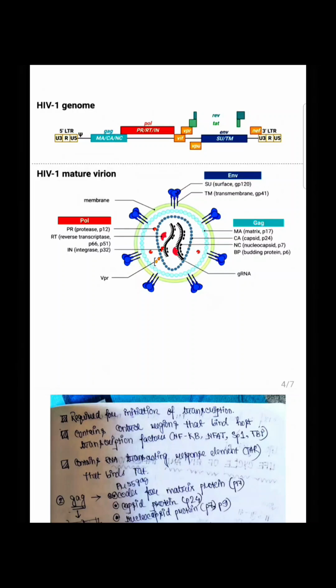Then we have got the two single stranded RNAs, or two exact same copies of RNA. See, these are the two RNAs, and then we have got the three enzymes. First we have got the reverse transcriptase. See, this is the reverse transcriptase. Then we have got the protease, this is the protease, and then we have got the integrase. So this is the integrase. So we are clear with the structure.